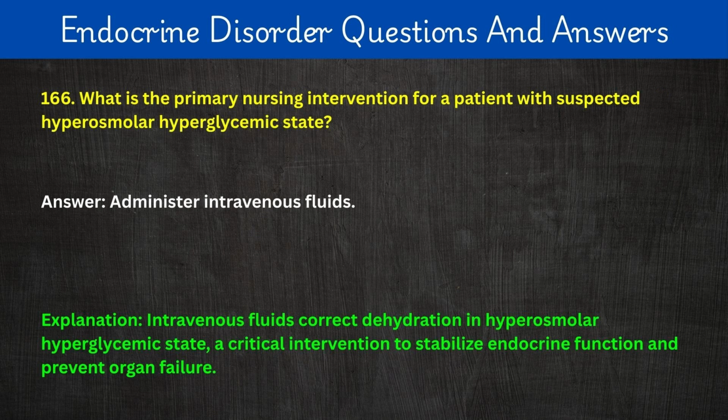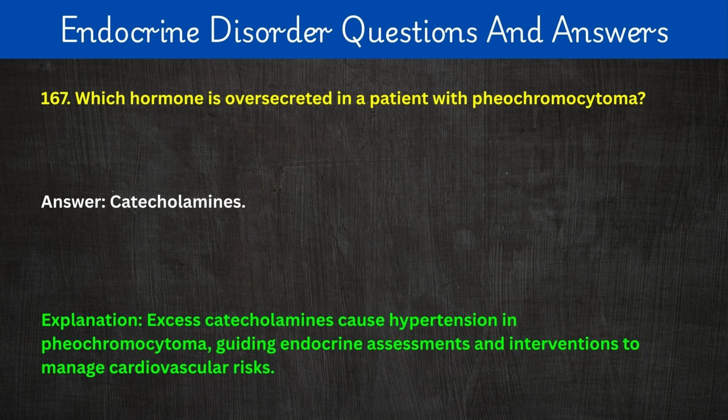166. What is the primary nursing intervention for a patient with suspected hyperosmolar hyperglycemic state? Answer: administer intravenous fluids. Explanation: intravenous fluids correct dehydration in hyperosmolar hyperglycemic state, a critical intervention to stabilize endocrine function and prevent organ failure.